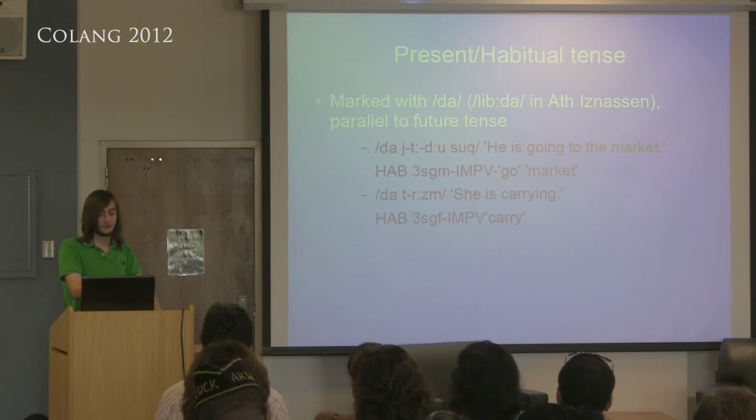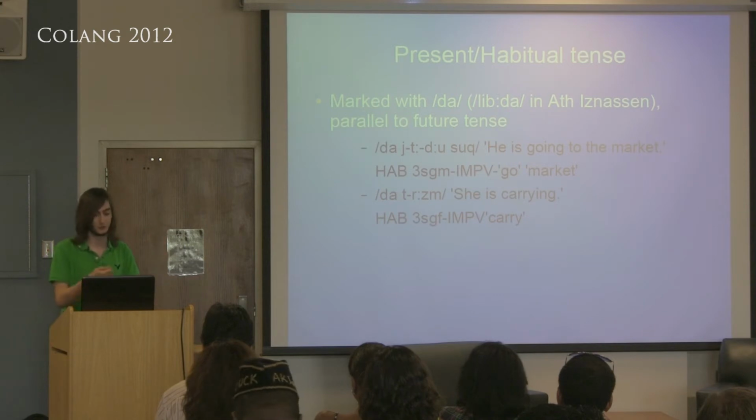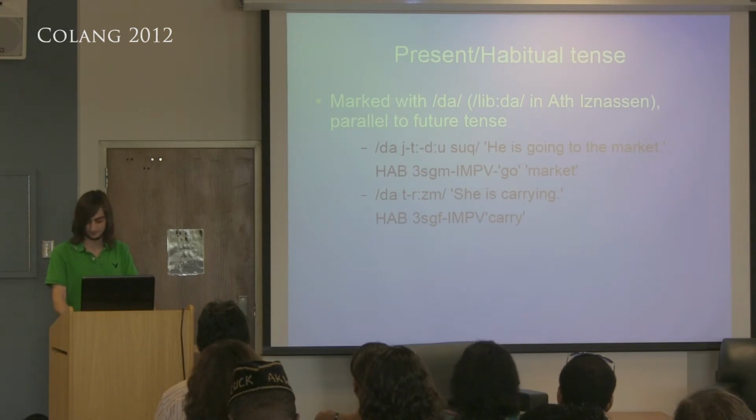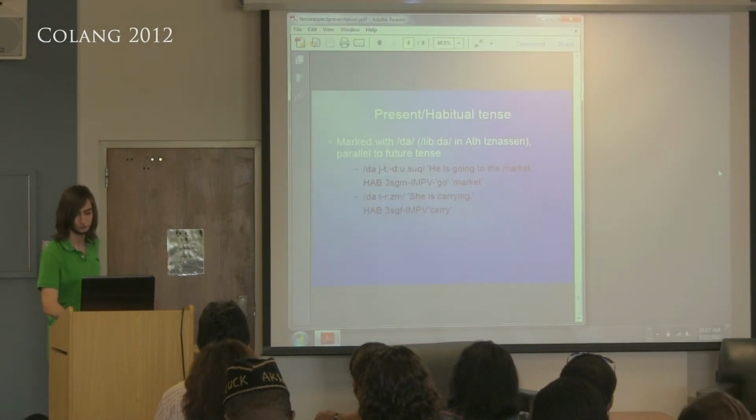And so you can see here, this is what I was talking about with the different noun classes. For he is going to the market, you can see that the imperfective is marked with geminate T. But for carry, instead of inserting a geminate T, you can see that the initial utterance is geminated to indicate the imperfective form. And that's all I have on tense, just a very brief overview. I will be back later to show you something else.